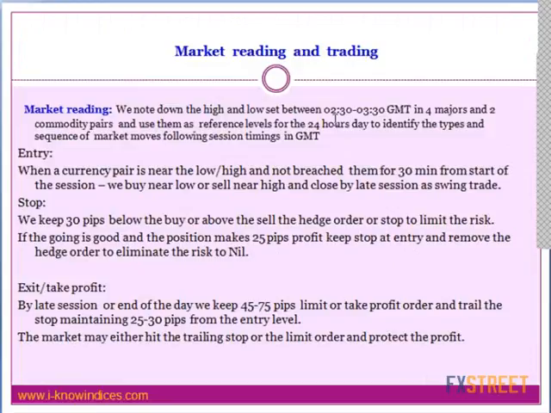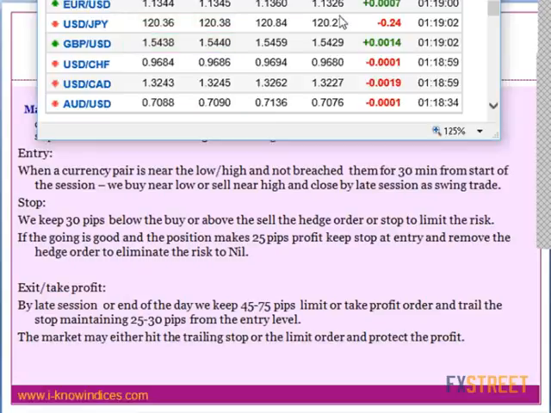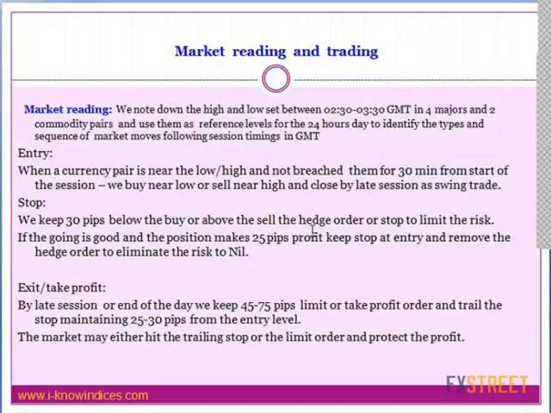So when the market is near the high during the early part of the session, not breach the high for 30 minutes like today, near the high in the case of Euro and GBP, take a sell position, and then keep 30 pips hedge order to limit the risk. And later on, when the position makes about 15-20 pips profit, keep stop at entry and remove the hedge order, so that you eliminate the risk. Then subsequently, you use the trailing stop in the profit-making position.